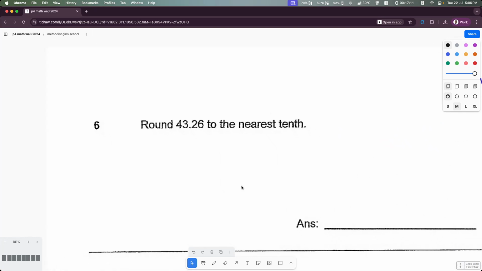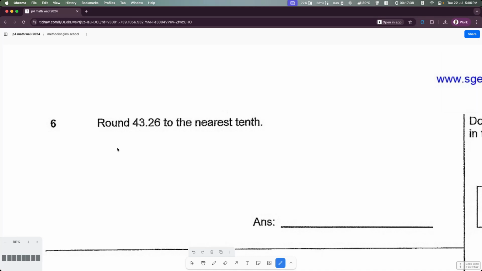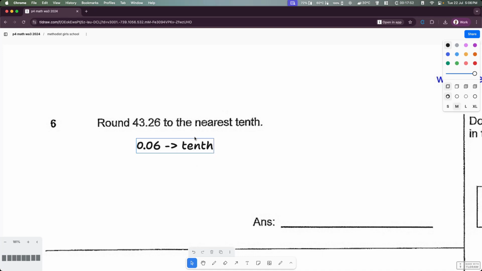Okay, question 6. Round 43.26 to the nearest tenth. So common mistake is thinking that 0.06 is the 10th place, right? Doesn't make sense as well, right? If you want to round to the nearest tenth, then it will be the same number, and most of the time, that's not usually the case. So 0.06 is the 100th place. Okay, right? So then the 10th place is 0.2, correct? And this is your 10th place.